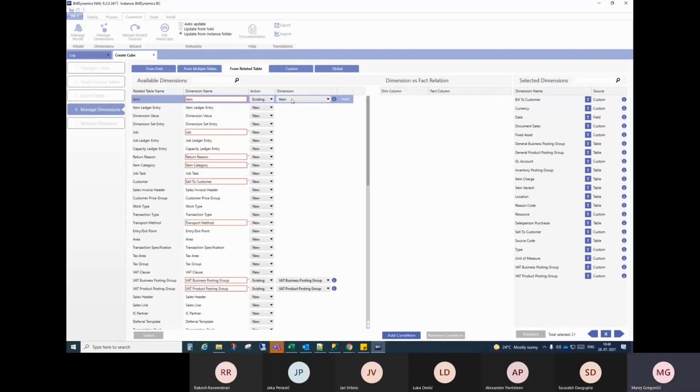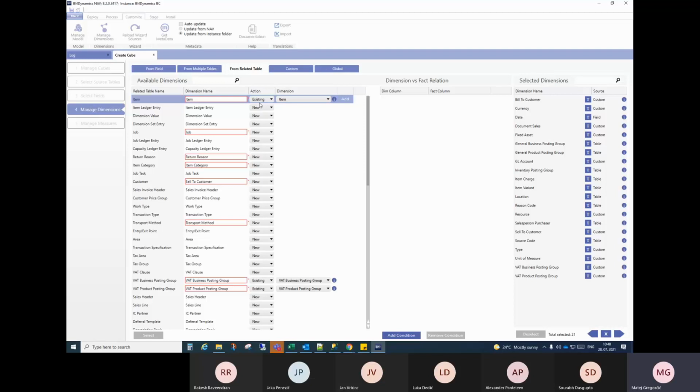Okay, and now we see that this is in red. Why is this in red? As a general rule in BI4 Dynamics, if you have a red square, when you hover over it, you will have a message to show you what the issue is. So the relation between dimension and fact is missing. And when I switch that from something else to something else, in this case item and so on, this one disappeared. So we need to form this relation.